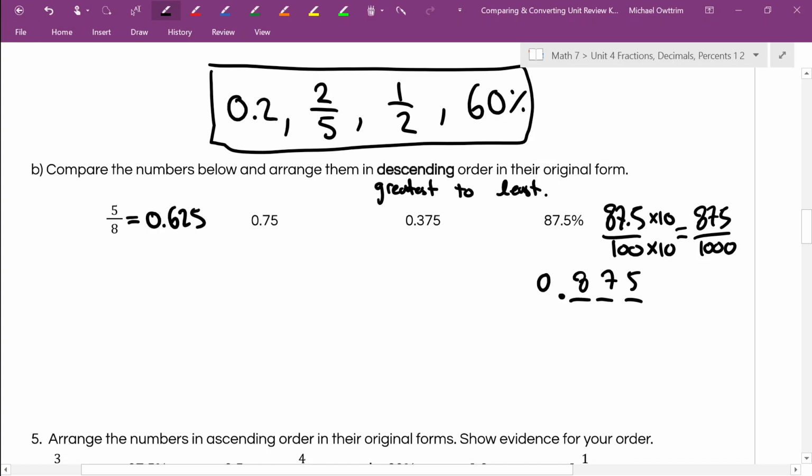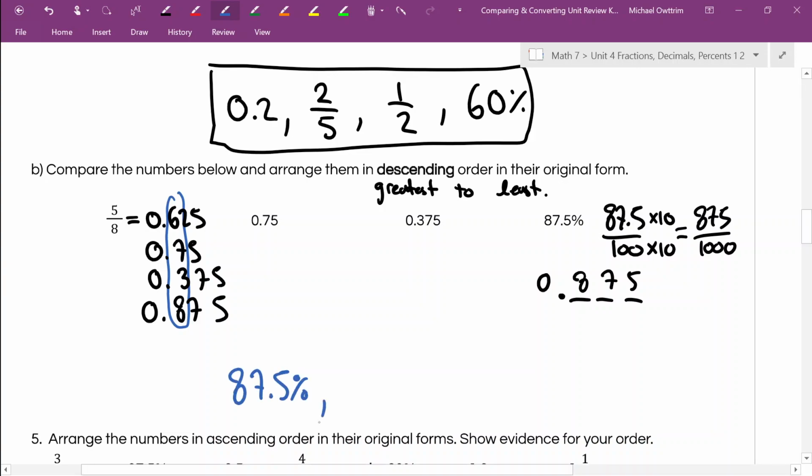So let's go ahead. I'm going to actually write these on top of each other because it's going to be a little bit easier to see that way. So we got our 0.625, 0.75 is next, 0.375, and 0.875 are our numbers. And we can see that we can actually compare these just by looking at that tenths place. The biggest one in the tenths place is our 8, so that was 87.5% as the original way it was written. Next biggest one is the 6, which comes from 5 over 8. Next biggest one is the 7 from 0.75. And then finally our 0.375 at the end.